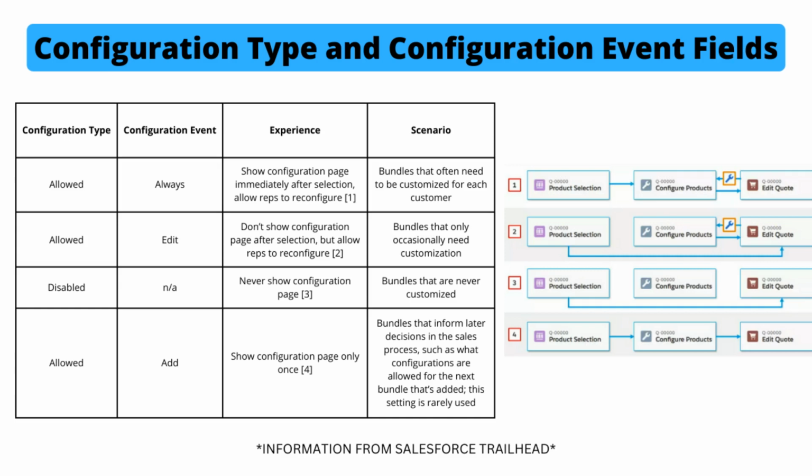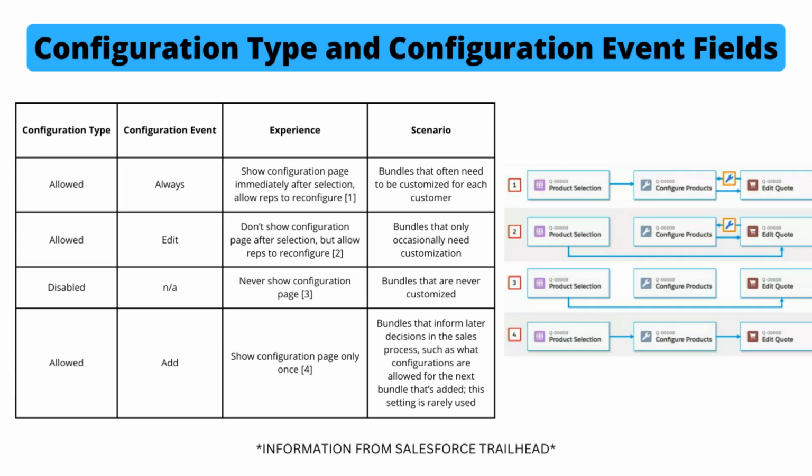The next combination on our table is the configuration type allowed and the configuration event edit. For this combination, when a user selects a product, it will skip the configure products page initially when adding the product, but will give the user the ability to reconfigure the product from the edit quote screen if needed. This combination is ideal for product bundles that only occasionally need customization.